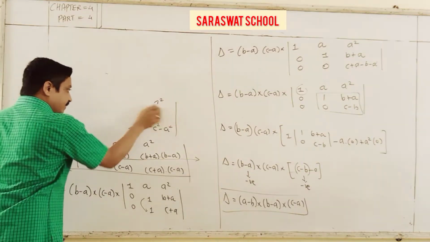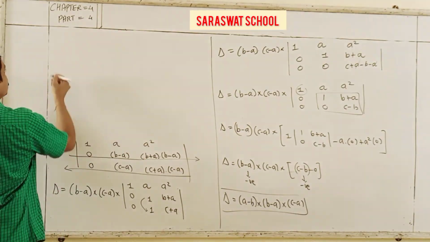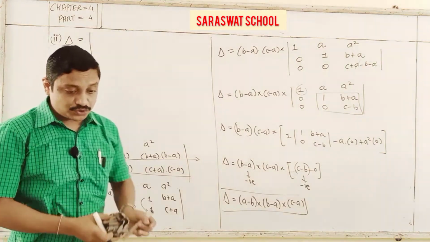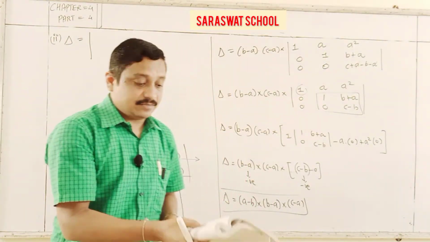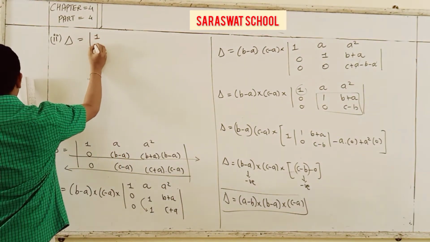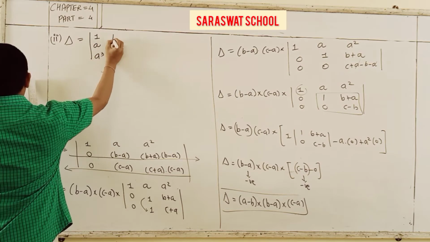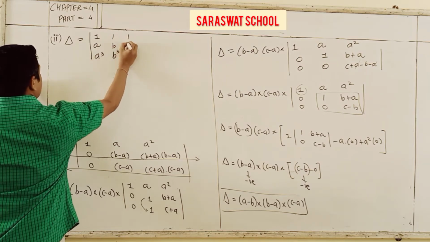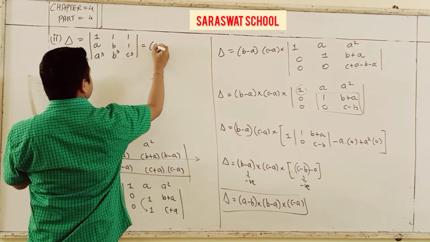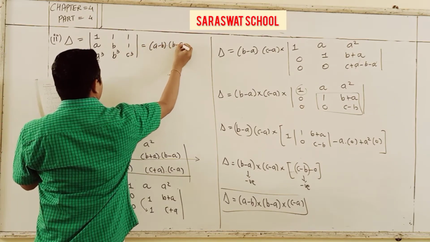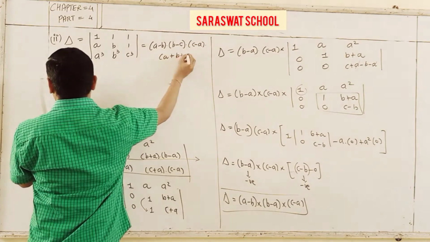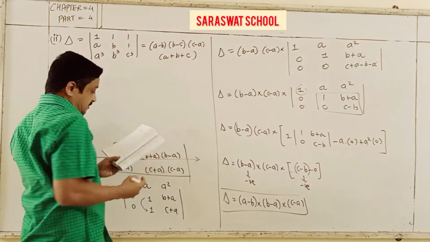Similarly going to 8-2, the del is given, but there is a big question according to the first one. It is a big one: 1 1 1, a cube, 1 b cube, 1 c cube, and it is equal to a minus b, b minus c, c minus a, and a plus b plus c.